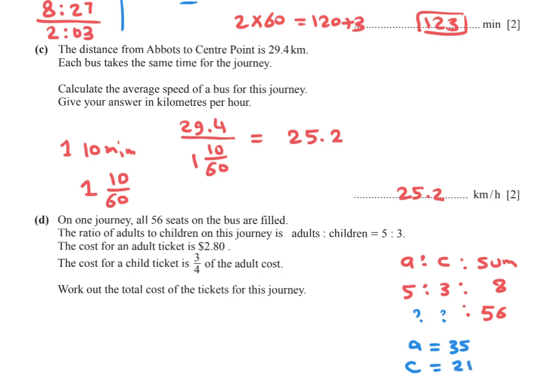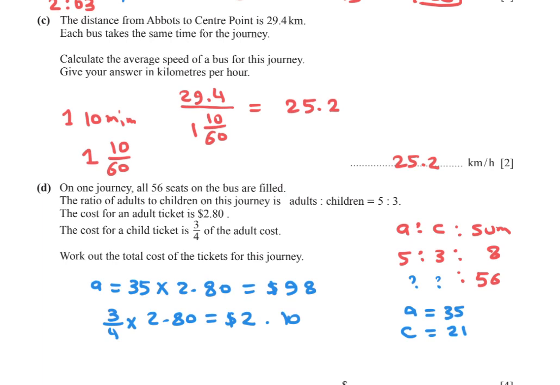Now the cost for the adult ticket is 2.80. The cost of the adults will be 35 times 2.80 equals $98. The cost for the child ticket, 3 over 4 of the adult ticket. So 3 over 4 times 2.80 equals $2.10.